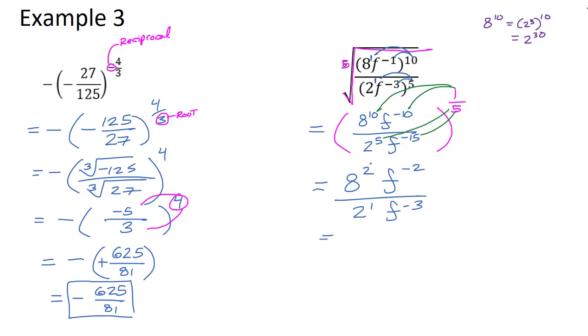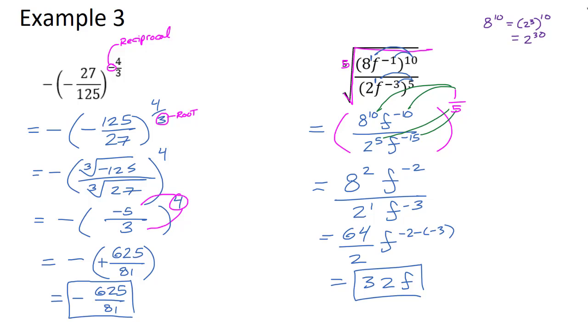And let's calculate this. 8 squared. Now that's easy to calculate, right? 8 squared is 64 divided by 2, right? And what are we going to do? Oops, hang on here. 64 divided by 2. And what are we going to do with the f's? We're going to subtract them. Negative 2 minus negative 3. 64 divided by 2 is 32. And what we're going to end up with is negative 2 plus 3, which is f to the 1. So there you go. You end up with 32.